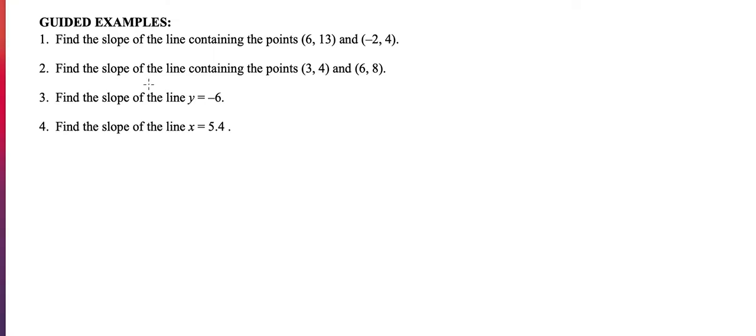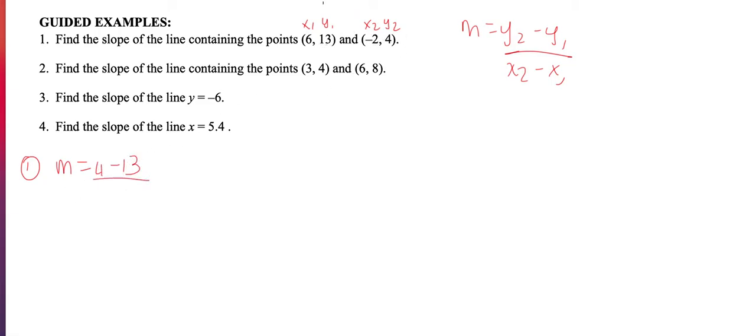Okay, let's do some more examples in finding slope. For number 1, we have two ordered pairs. We'll call these x1, y1, x2, y2. So remember the slope formula. I'll go ahead and put it here when you have ordered pairs. For number 1, I have m equals y2 minus y1, that's 4 minus 13, over x2 minus x1, that's negative 2 minus 6.